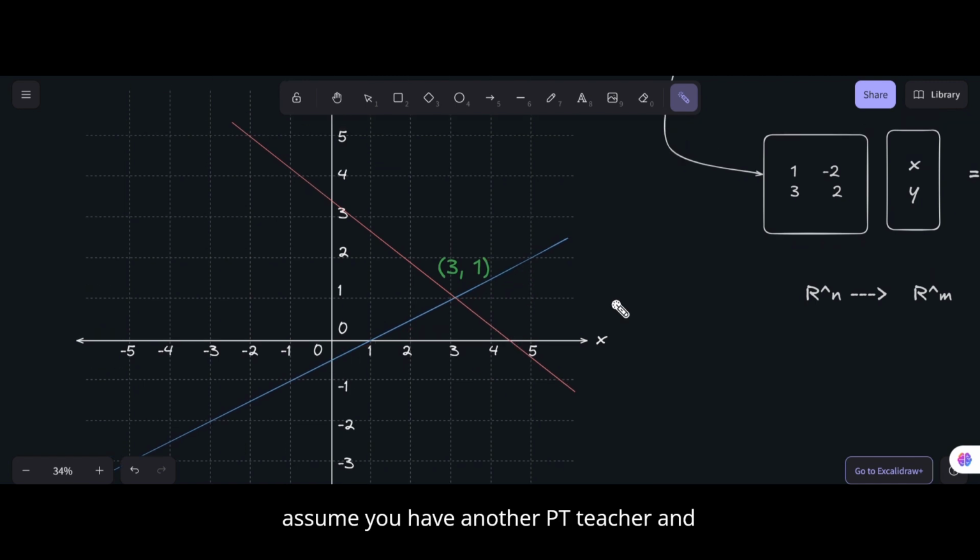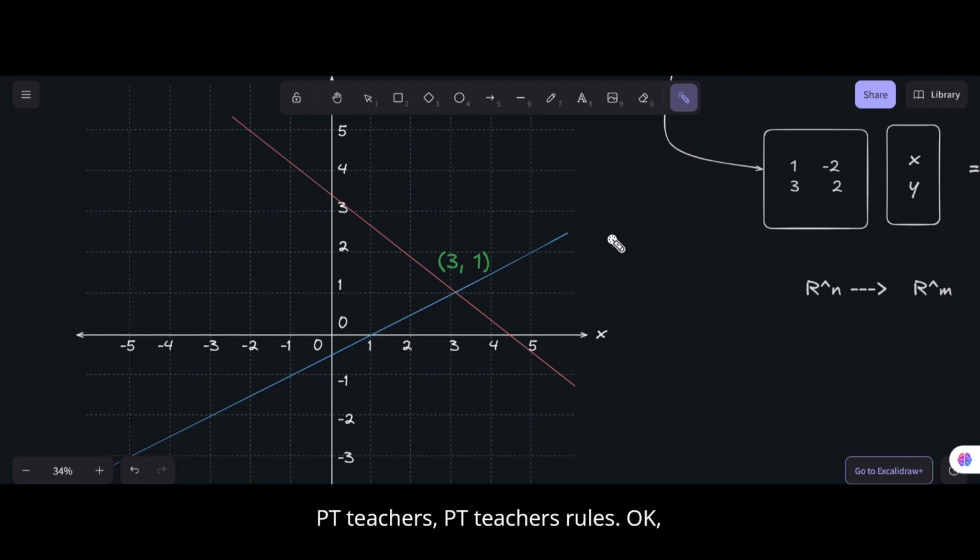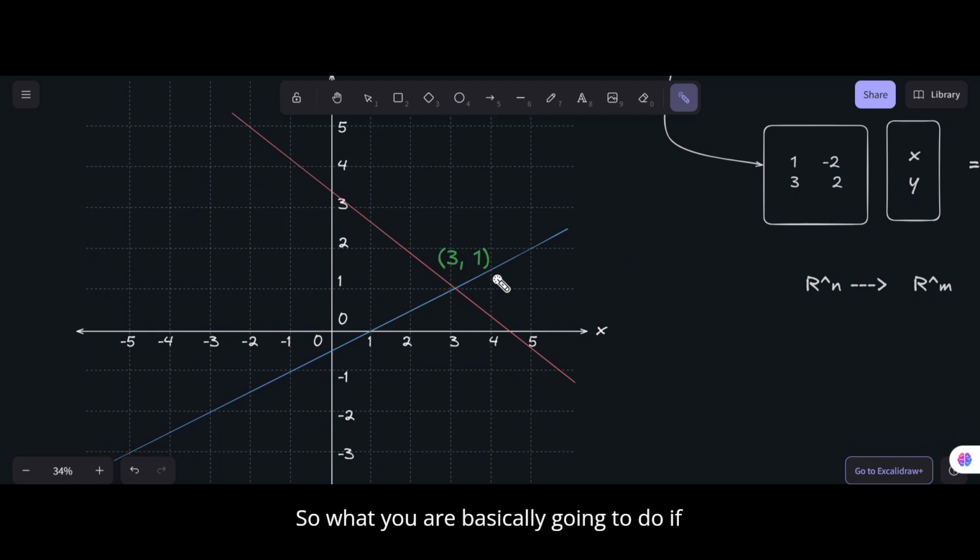Now let's assume you have another PT teacher, and she orders you to walk around this path. Now you are obliged to follow both of the PT teachers' rules. So if you have to follow both of their instructions, you are going to find the common point where you can stand. Both of their instructions are satisfied, so you are going to find the intersection point or the common point.